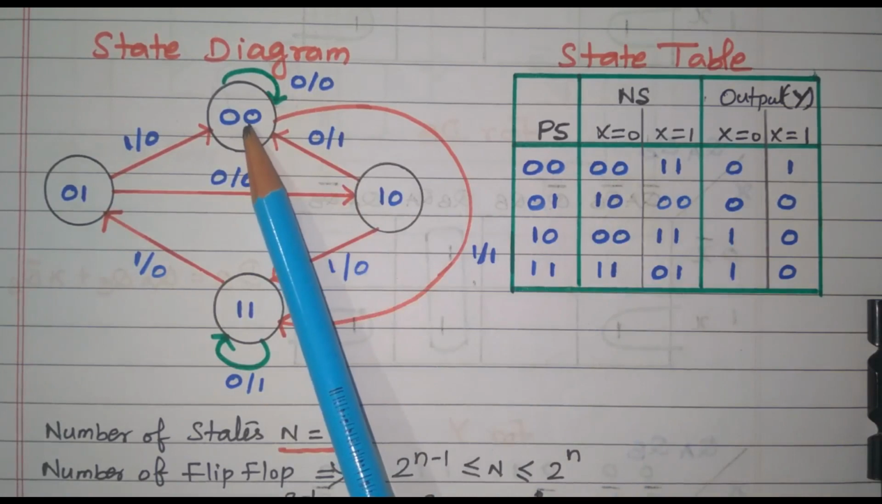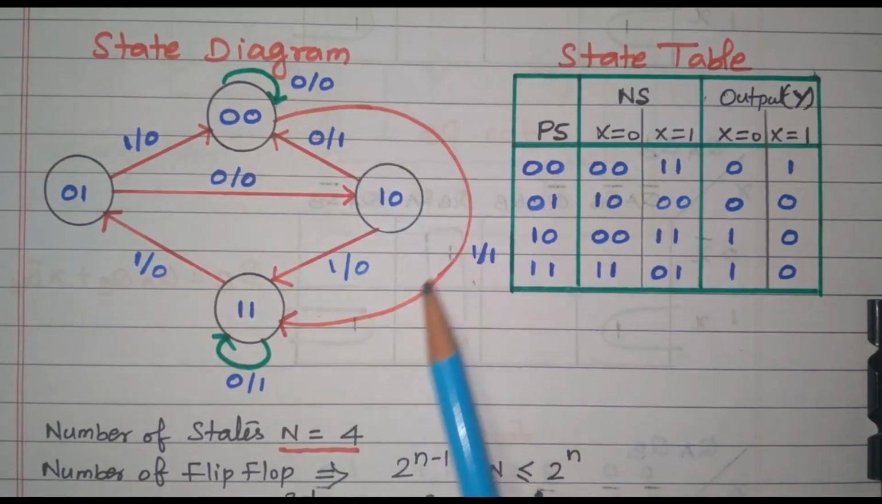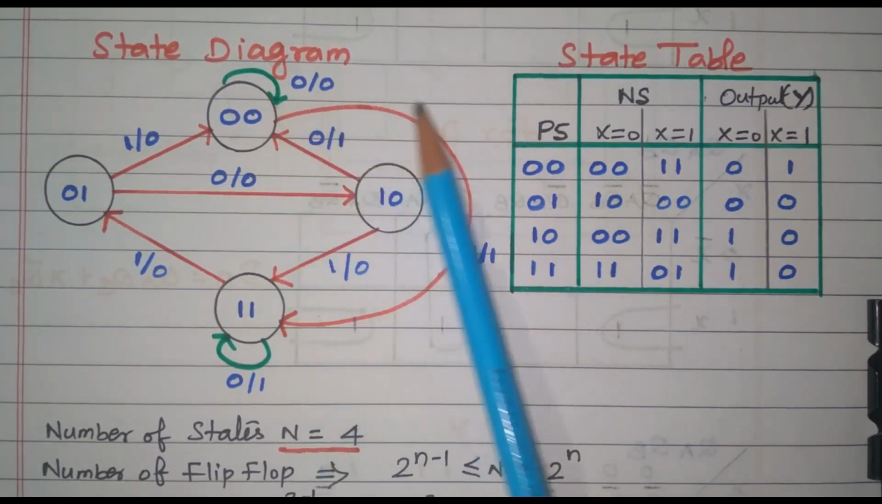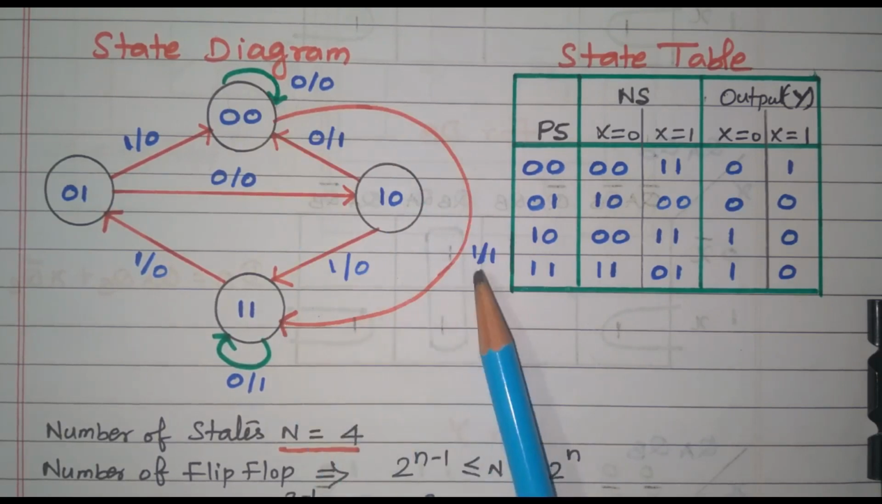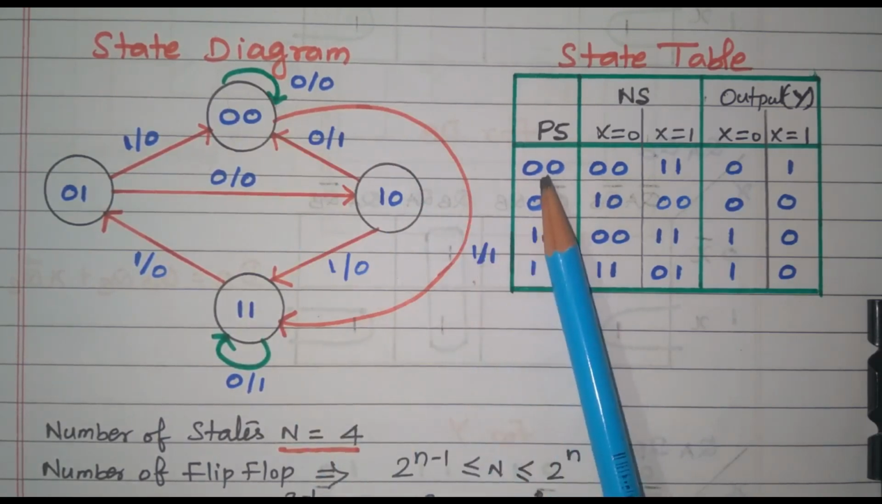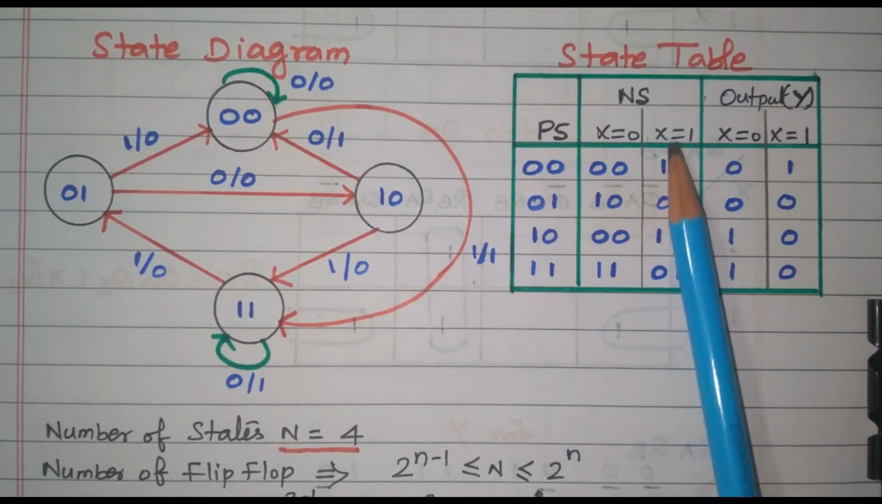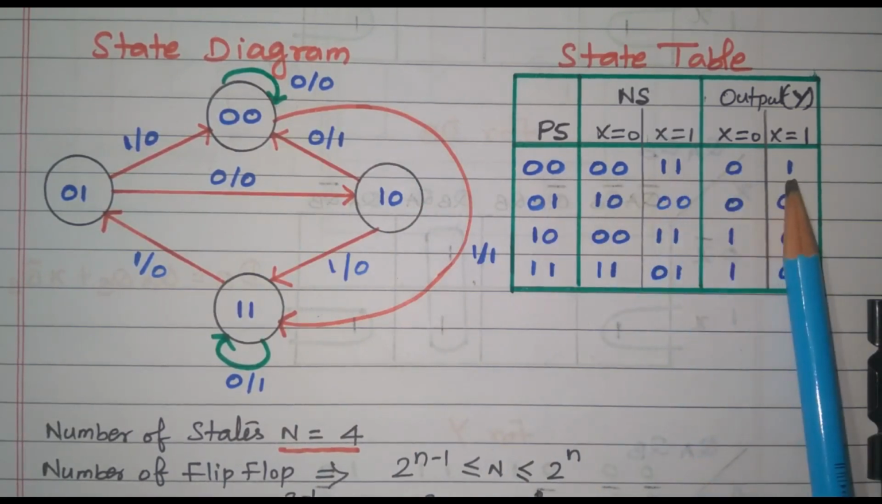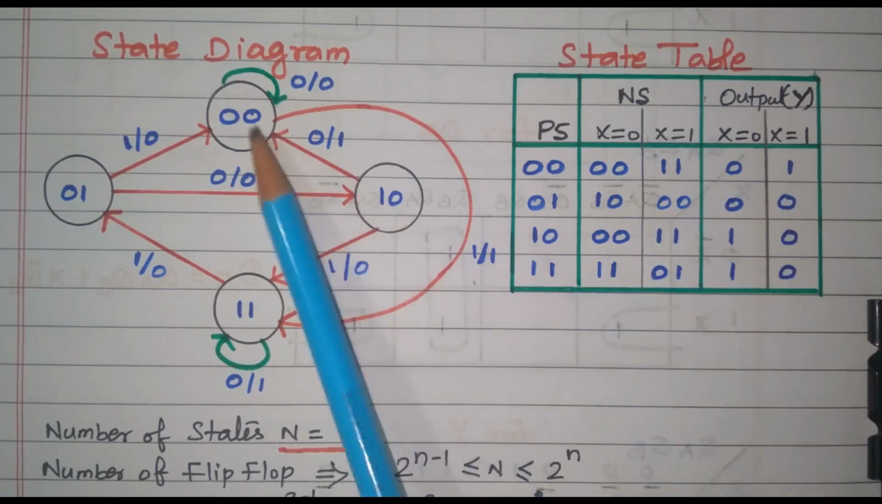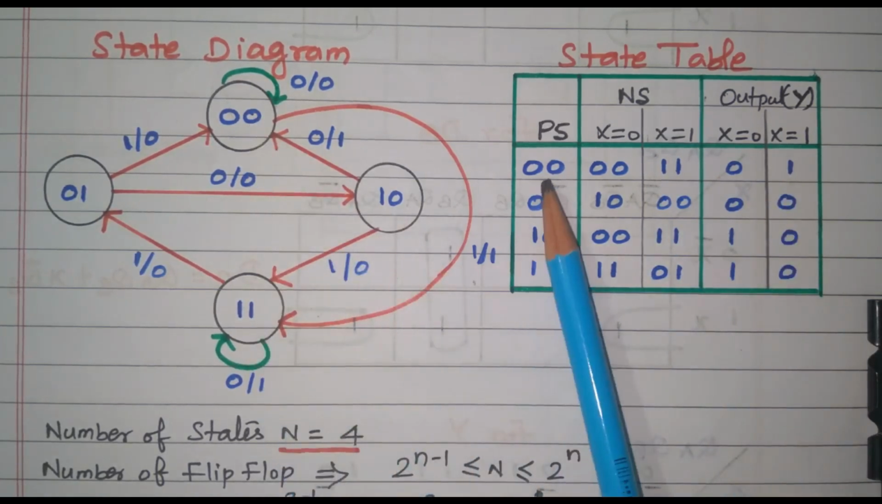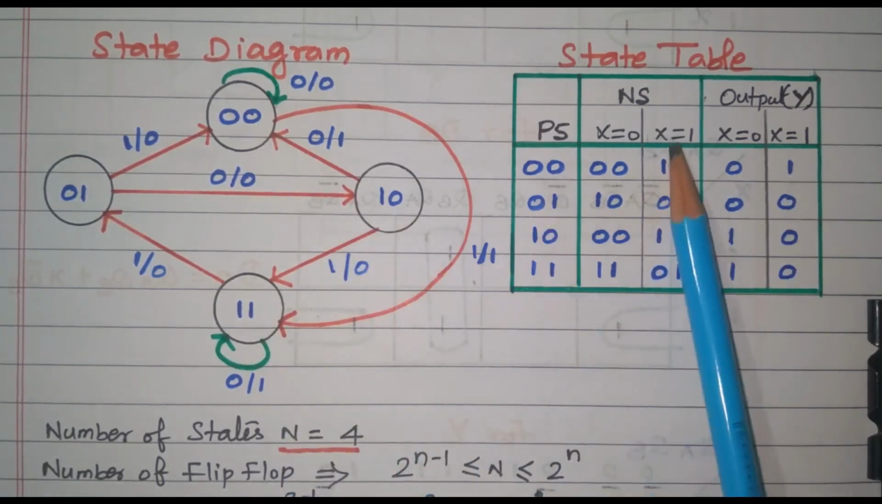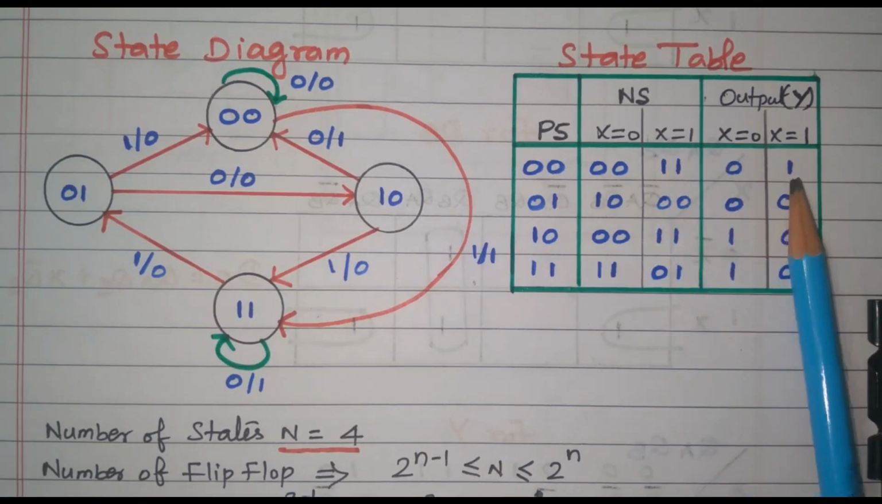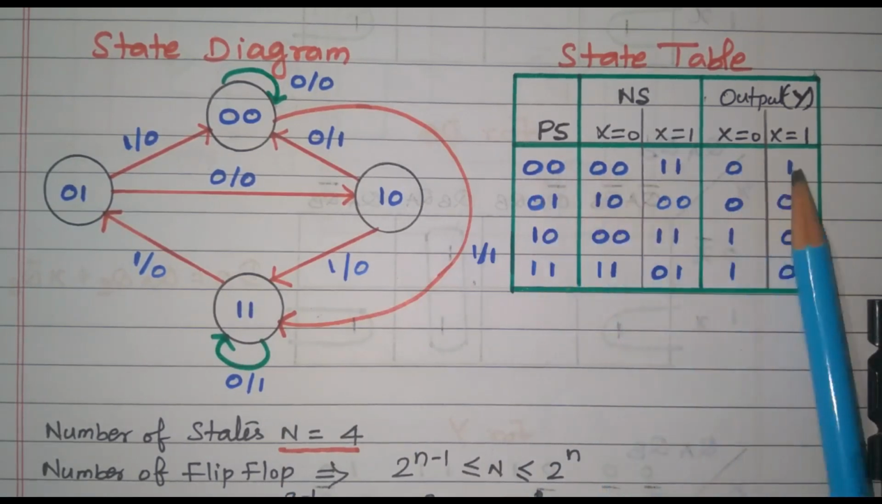Then this 00 goes to 11, right. 00 goes to 11 for input x equal to 1, output also 1, right. This 00 to 11, the input x equal to 1, output also 1, right. So, this condition is over.